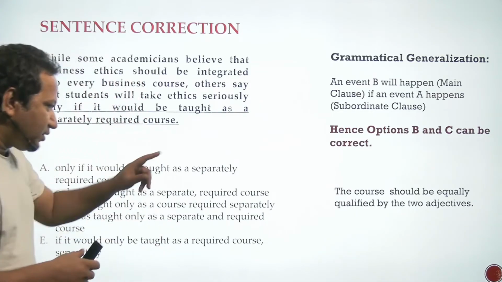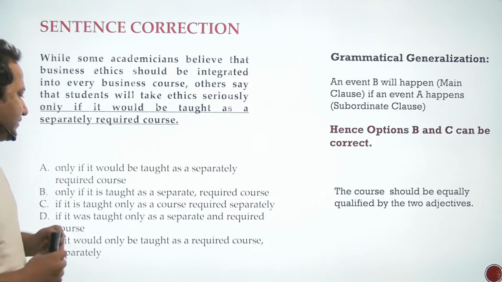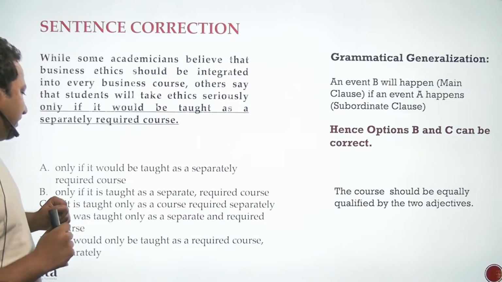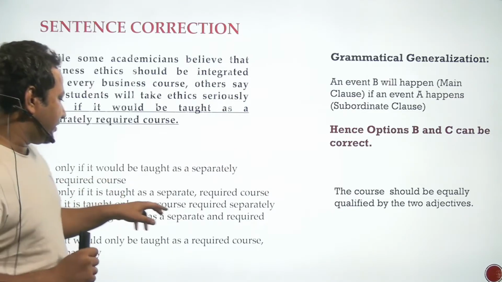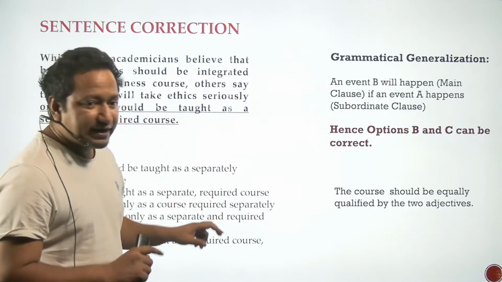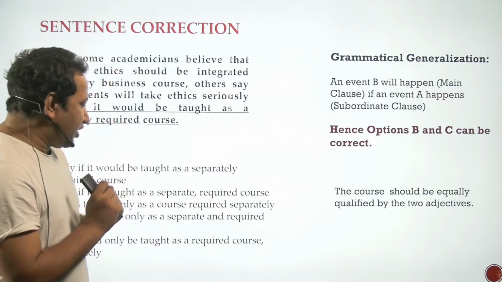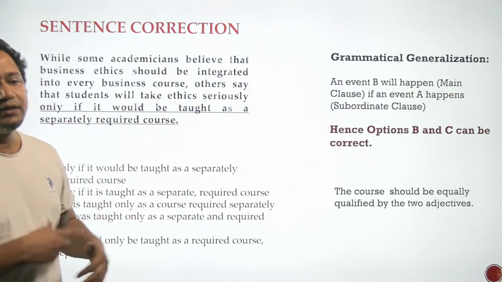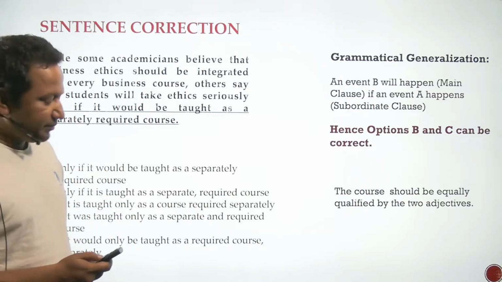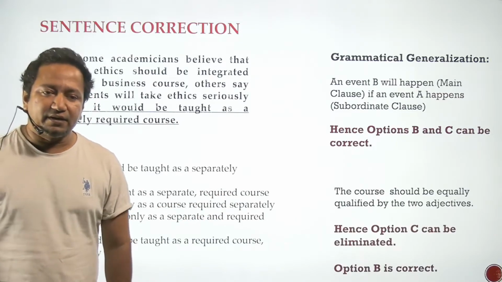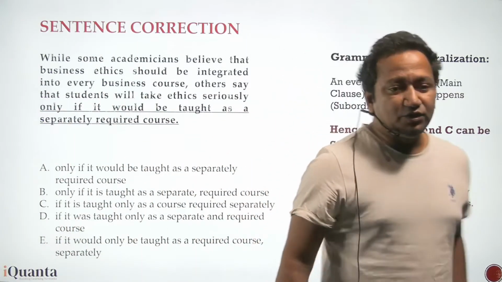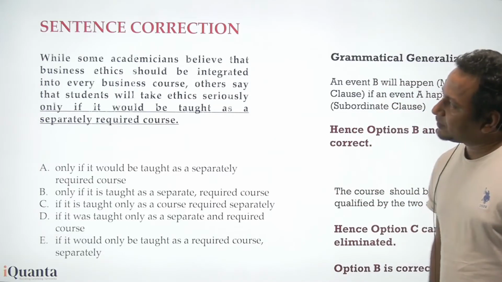So the course should be equally qualified by two adjectives. Two adjectives here are separate and required. So among the options B and C, if we look, option B is using "separate and required" with a comma, and both these adjectives are qualifying the noun, that is course, equally. And that is why option B is the correct answer and option C can be eliminated. Hope that gives you an insight into the sentence correction section of GMAT.